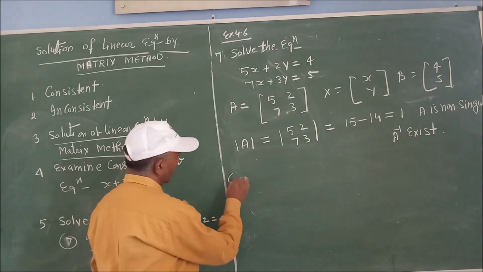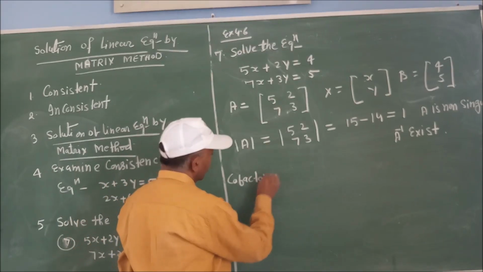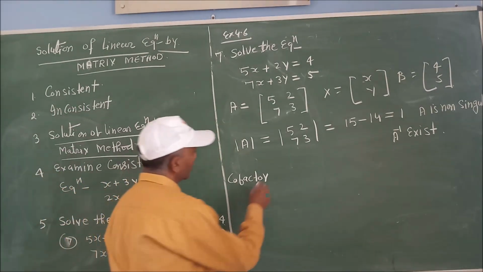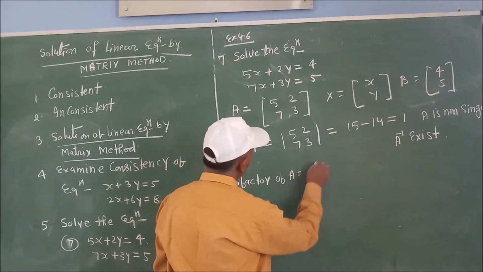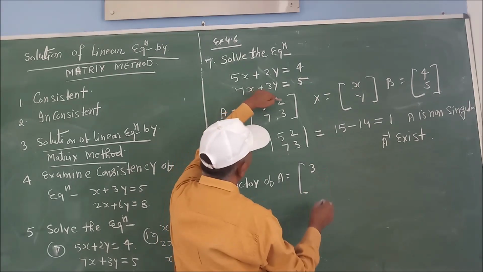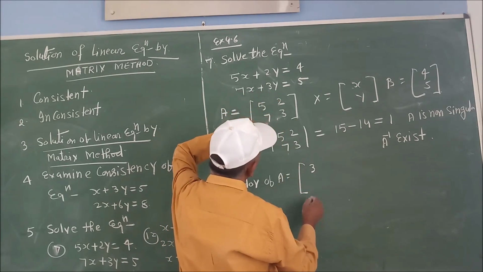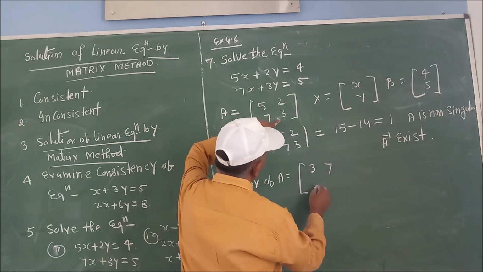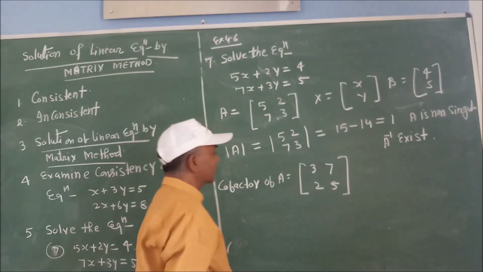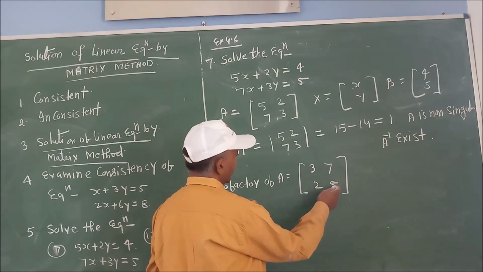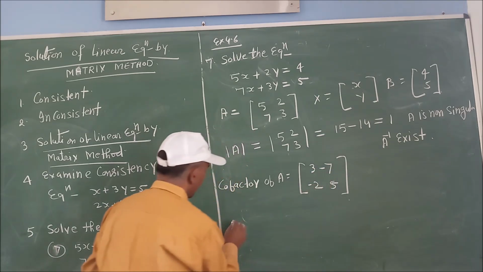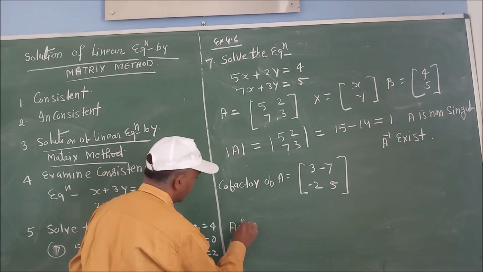So what is the cofactor of A? For calculating A inverse, we solve it by the matrix method. So first we calculate the cofactor of A. For 5, cancel R1 and C1, we will get 3. For 2, cancel R2 and C2, we will get 7. For 3 we will get 5 and here we will get 2, and write the signs: plus minus, minus plus. So here will be minus, this will be minus. And after that we have to calculate adjoint A.